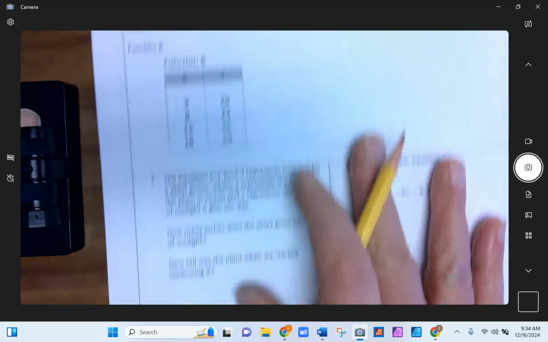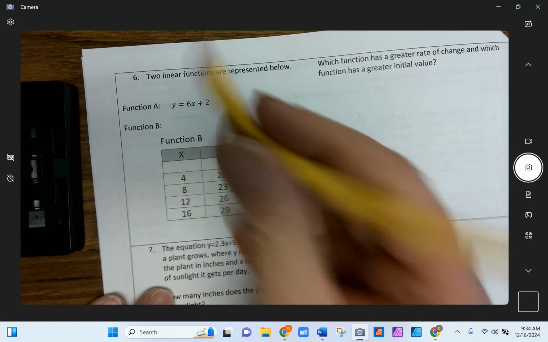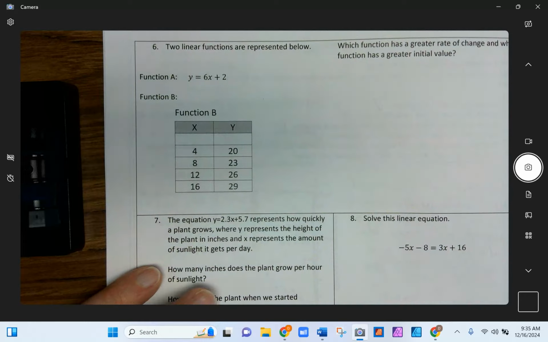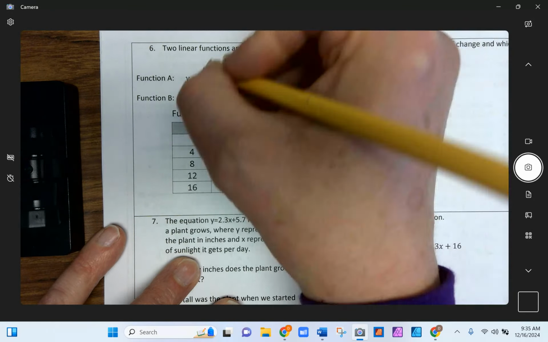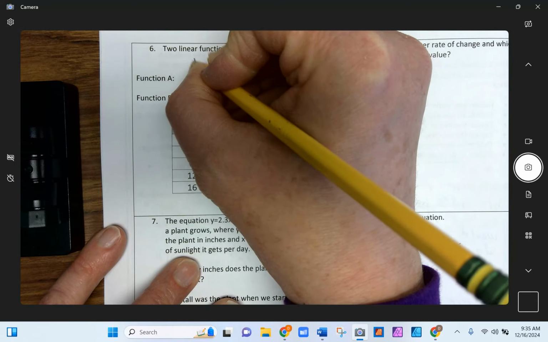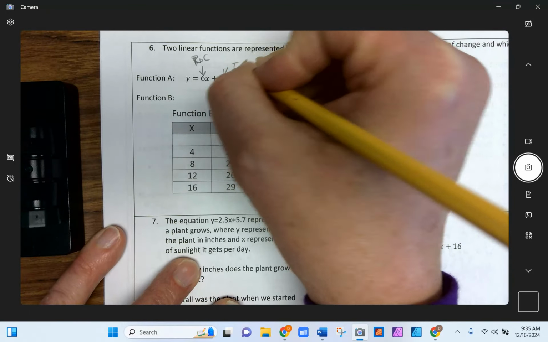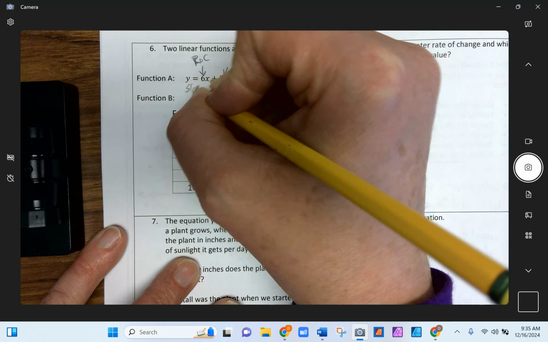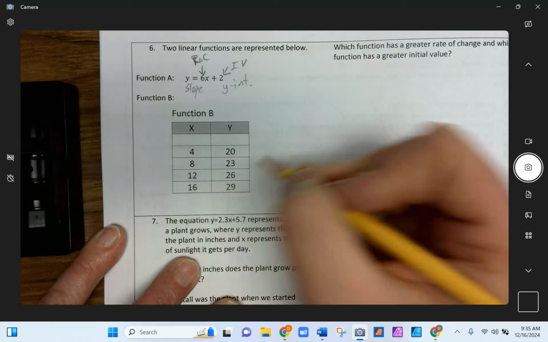Okay, 2 lines are represented below. We got 6x plus 2, and then we got function B in this graph. So this is talking about rate of change and initial value. You could also call this the slope and the y-intercept. So we have to figure out the slope and the y-intercept here.